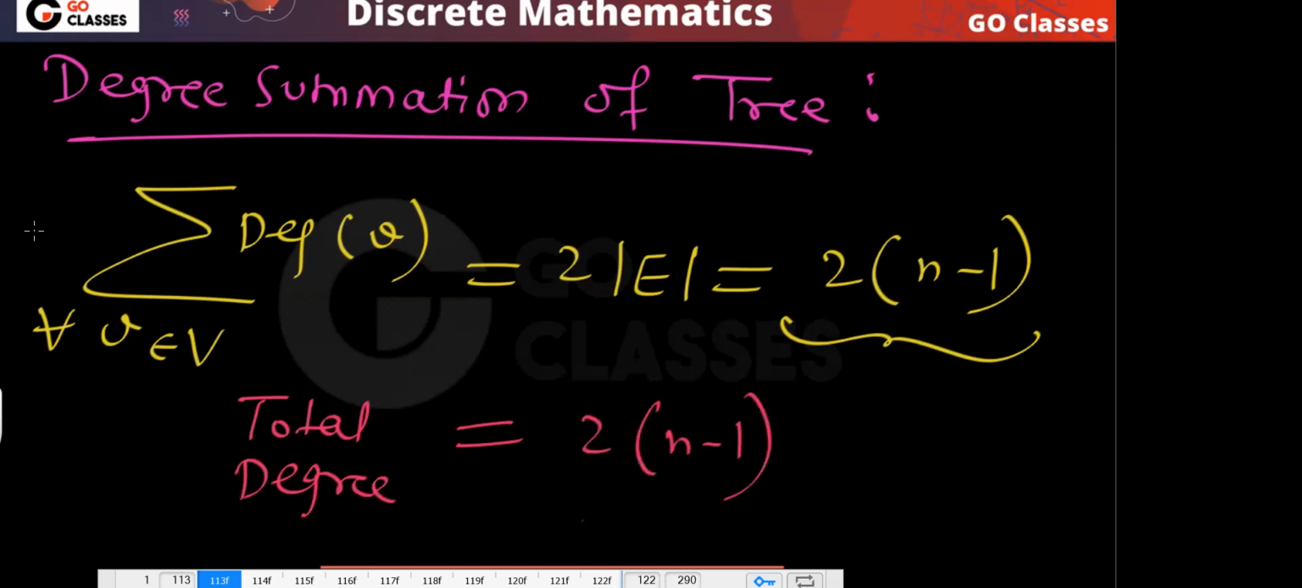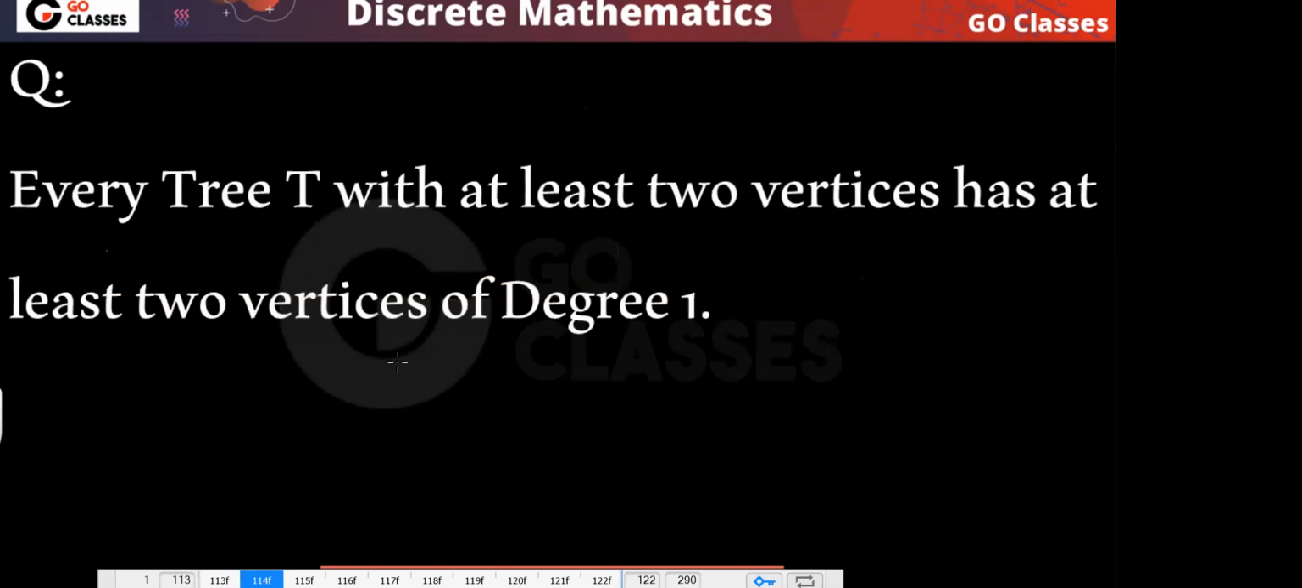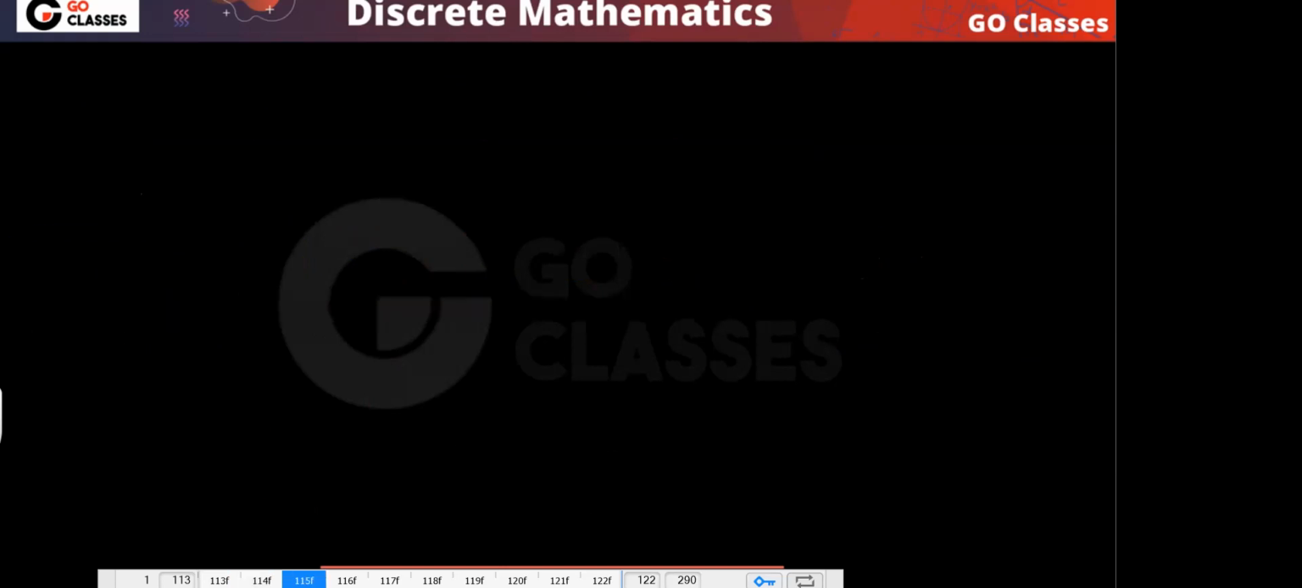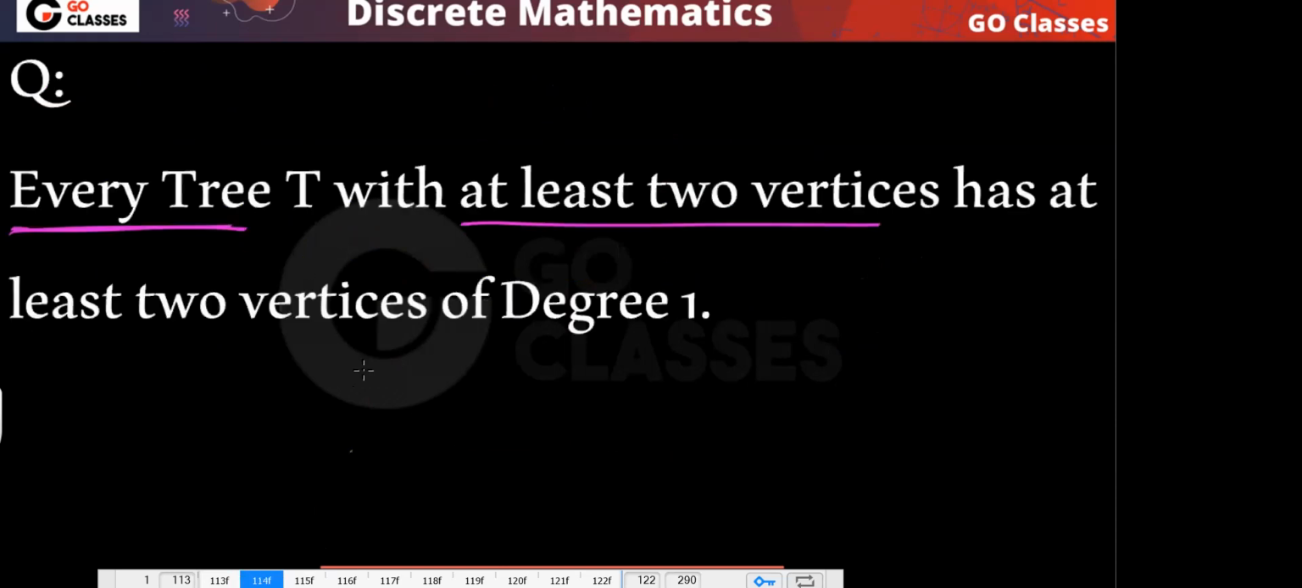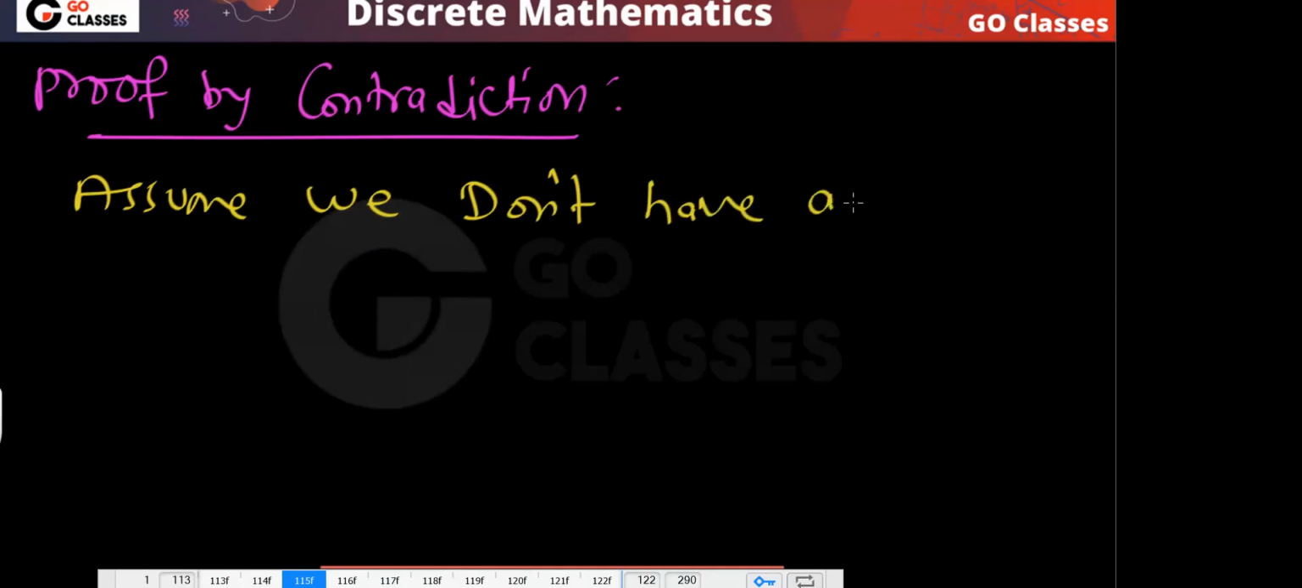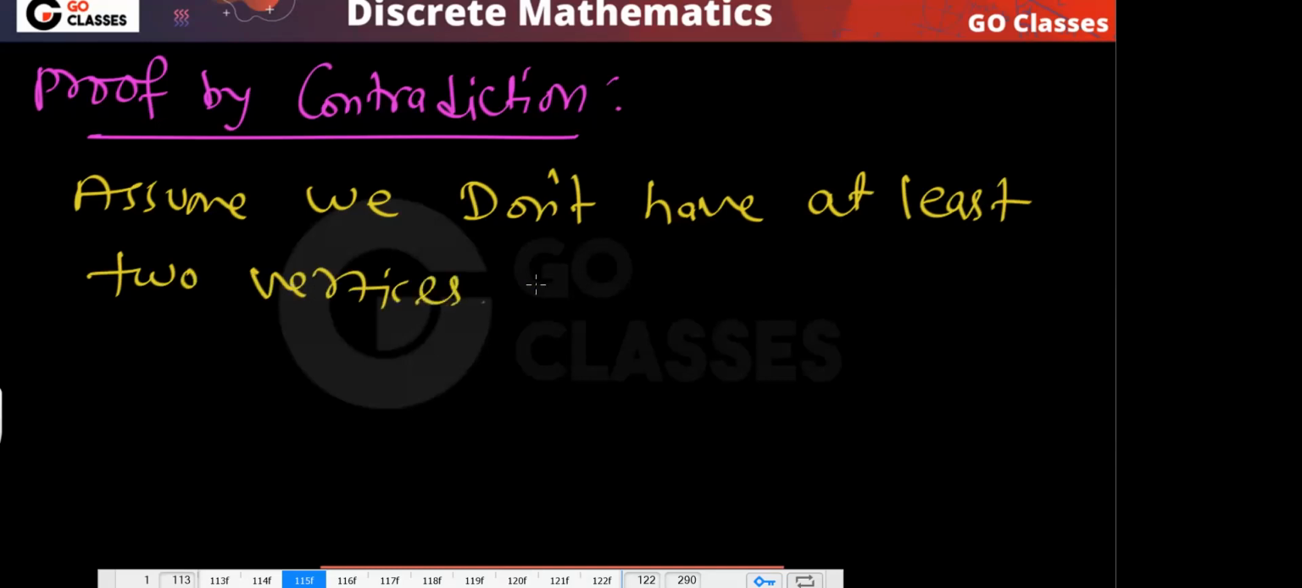So for every tree, how to prove this? Every tree with at least two vertices has at least two vertices of degree 1. Let's prove by contradiction. Let us assume that we don't have at least two vertices of degree 1. What does it mean?